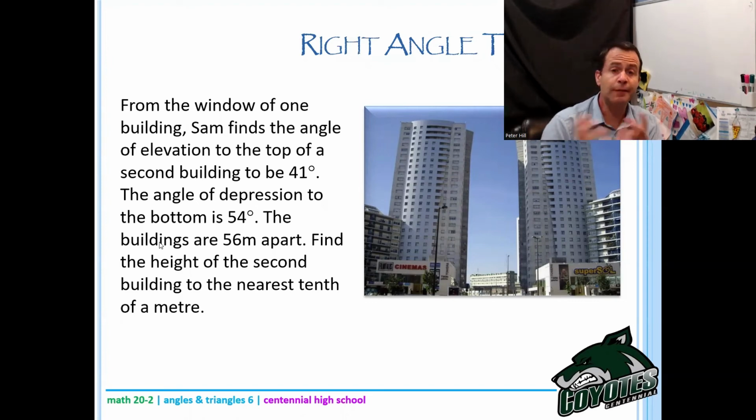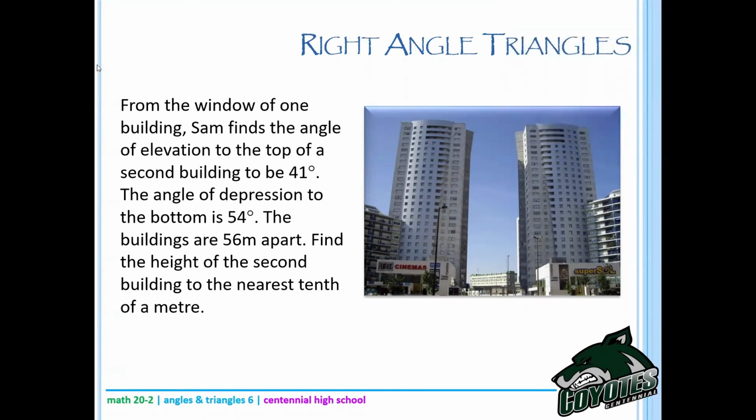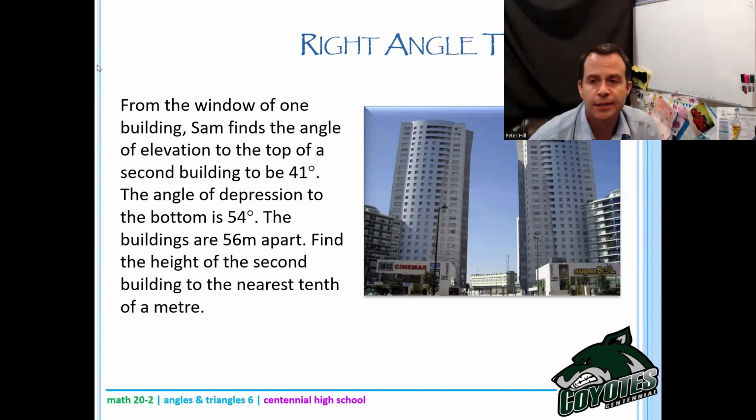Okay, so I've given you a picture here of two buildings. I'm just going to hide myself for a second so that you can see the picture. And we're going to put Sam somewhere in here. It doesn't really matter where, but wherever I put Sam, then I'm going to label the angle of elevation up to the top and then the angle of depression down to the bottom. Okay, so what I'd like you to do is pause me and go ahead and get that picture yourself first.